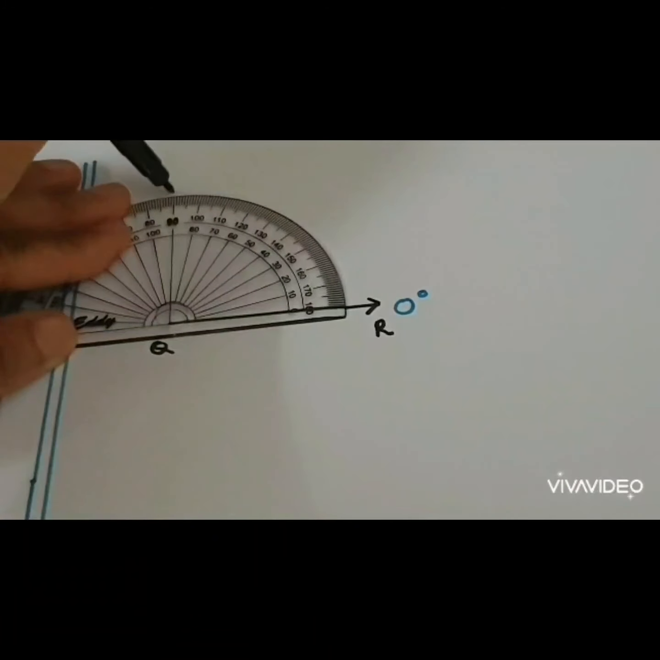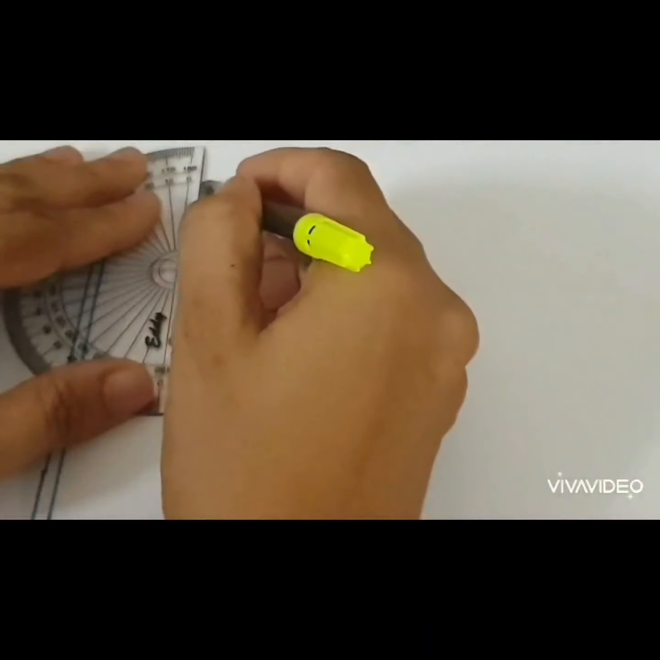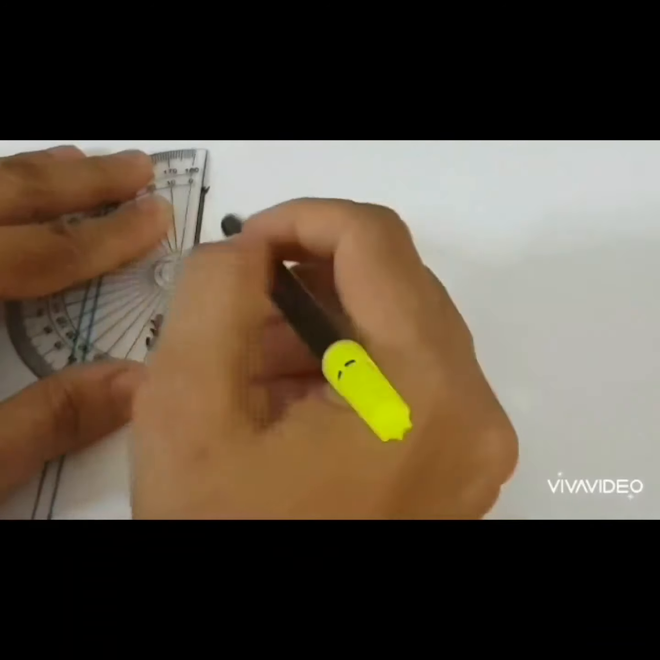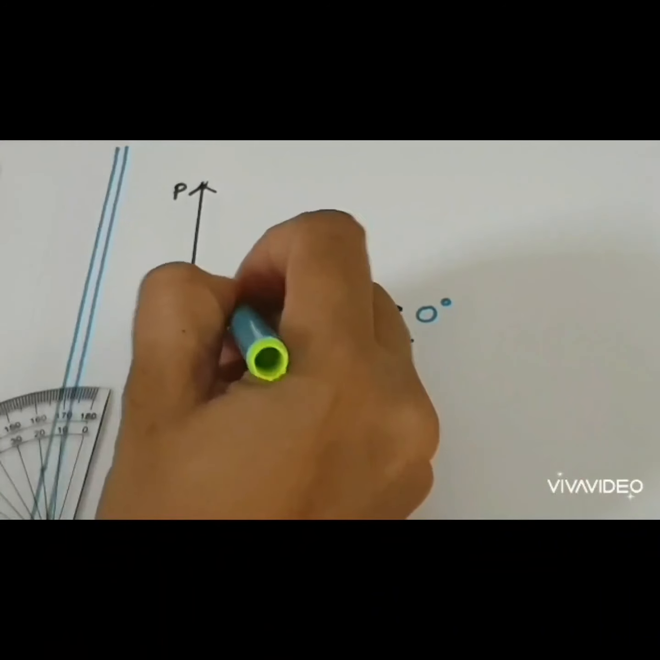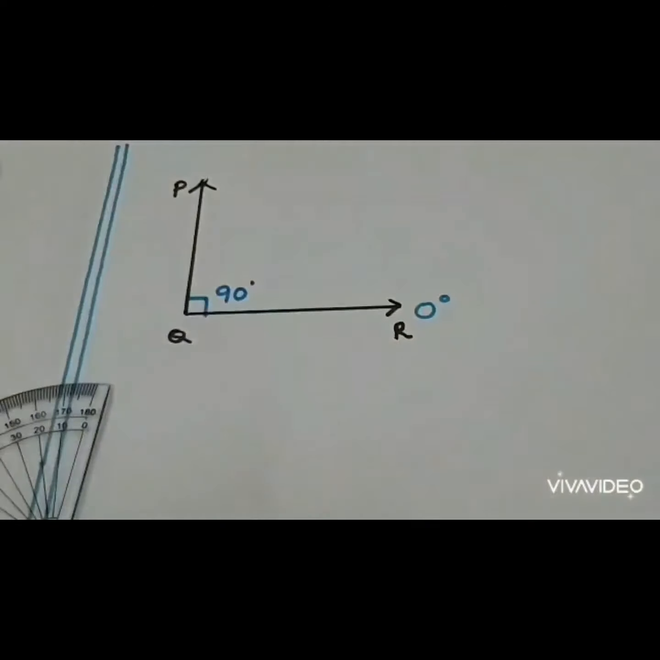It is on the inner scale, so we will follow the marking, put a mark at 90 degree and join the point with point Q. Label the new marking as point P. Mark the angle of 90 degrees and there you are.